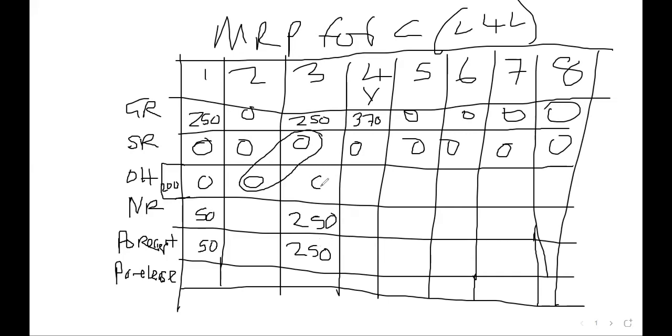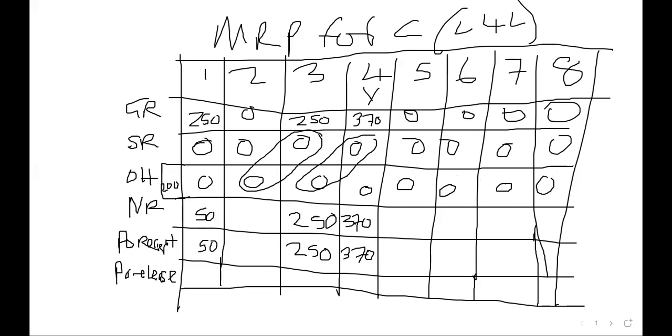Then you sort out this. This plus that, the total here is 0 to meet the requirement of 350. So you need a net requirement of 370. Then you order the same 370. When you order the same 370, you are going to have a 0 here. 0 plus 0 to meet the demand of 0 is still 0.